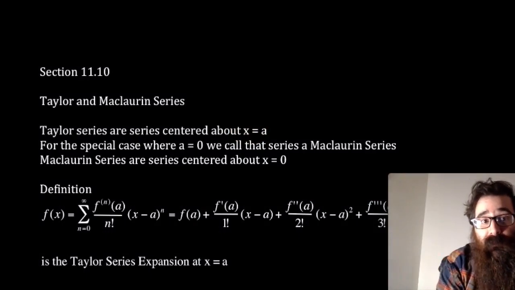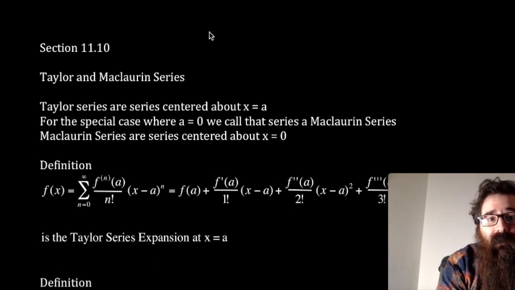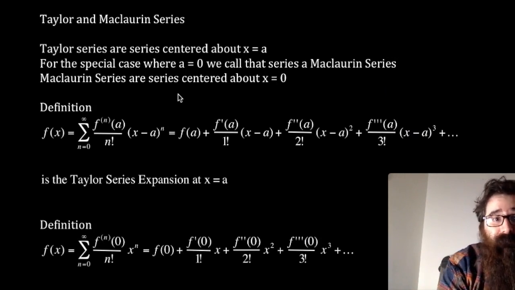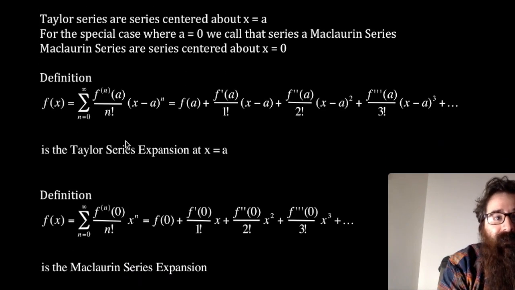And today we're going to be taking a look at Taylor and Maclaurin series in section 11.10. A Taylor series is a series centered about x equals a, and in the special case when we have a Taylor series centered at 0, we call that a Maclaurin series. So a Maclaurin series is really a Taylor series centered at x equals 0, when a is 0. And we have the following definition.